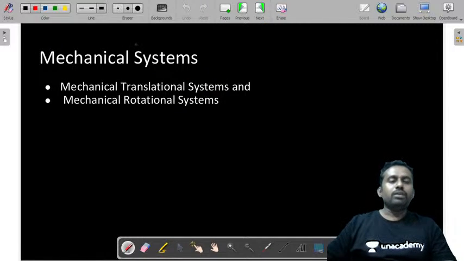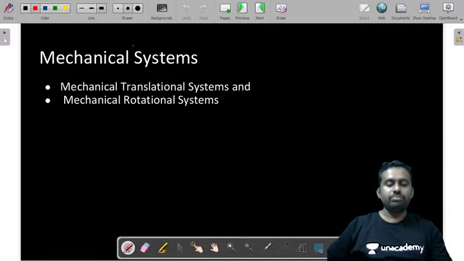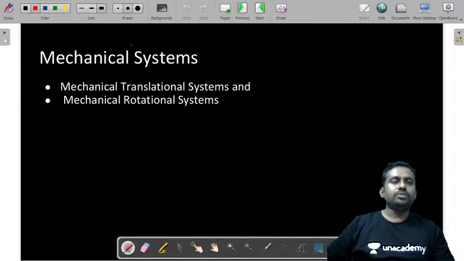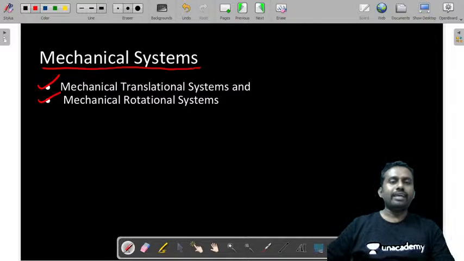Now that was all about positive and negative feedback and feedback systems. You also have much more to learn about it, but being a crash course on control systems, we will not be getting in much deep into the subject. So let's see the next one, mechanical systems. In this you have two types of mechanical systems: mechanical translational system and mechanical rotational system. I generally discuss one example with all my students.